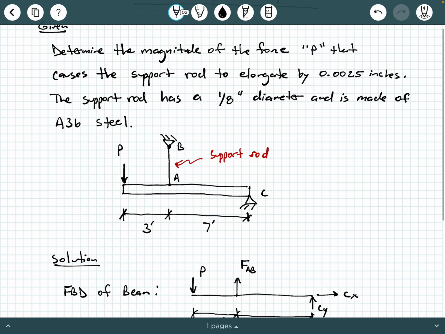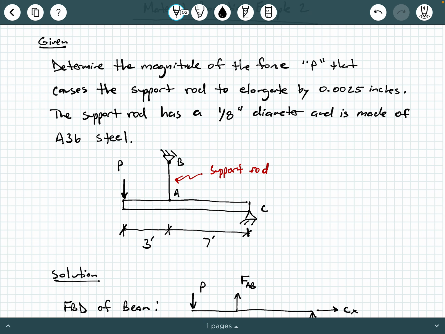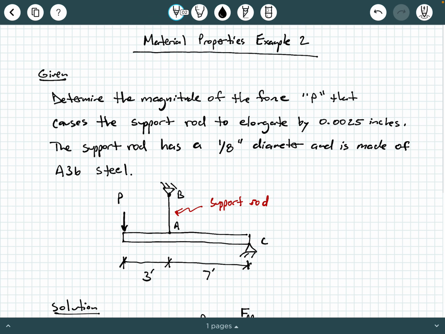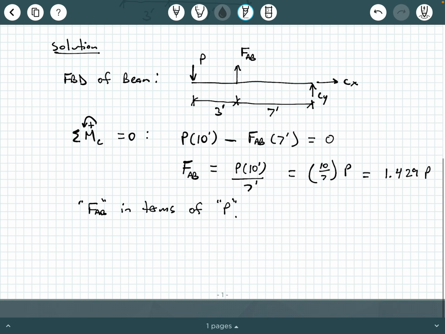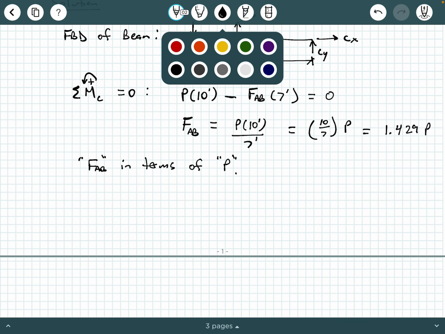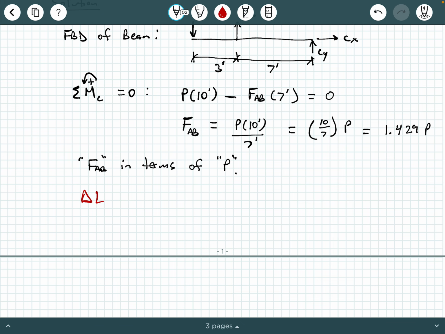Now let's look at the material properties and mechanics of materials piece of this. We are told that this rod is going to elongate or stretch by 0.0025 inches. We know its initial diameter is 1/8 of an inch, and we know what it's made of. It's A36 steel. So let's collect that information for our usage. So delta L is 0.0025 inches. That's the elongation of the rod.